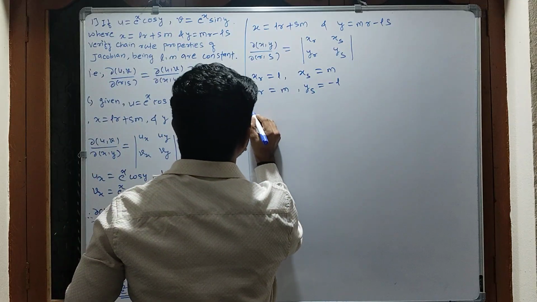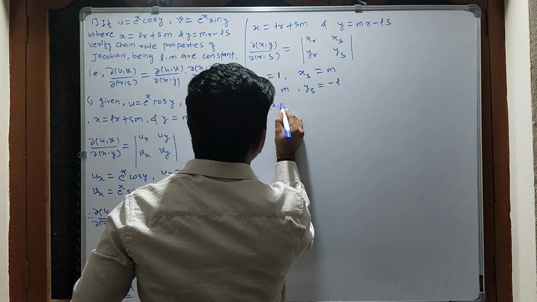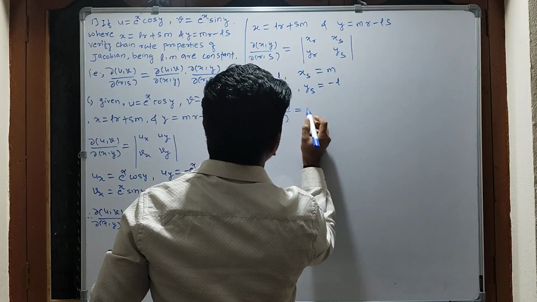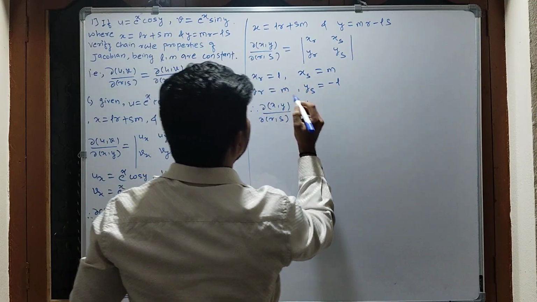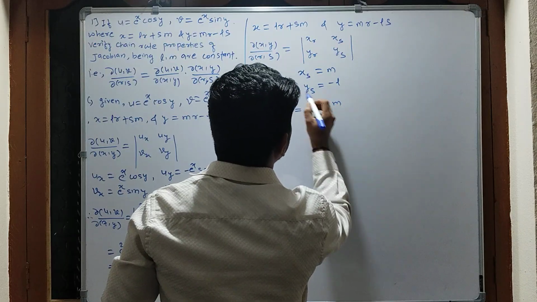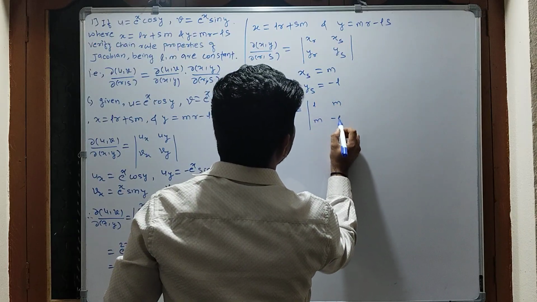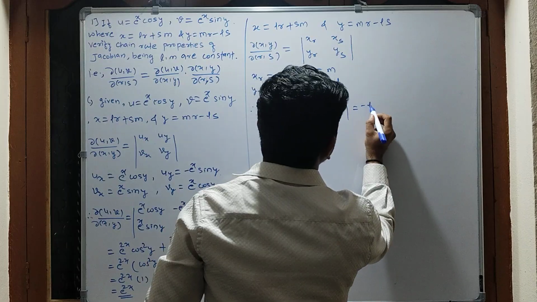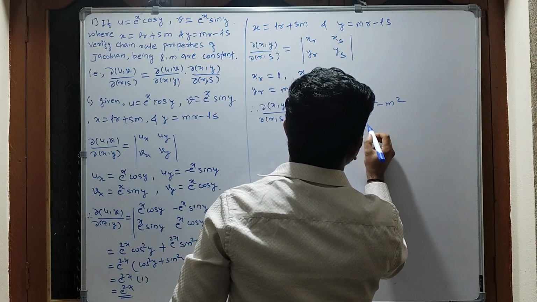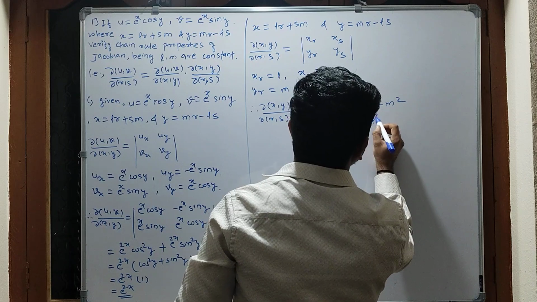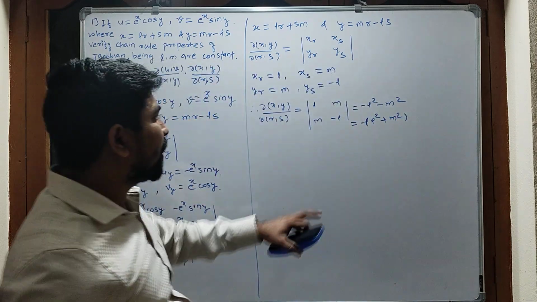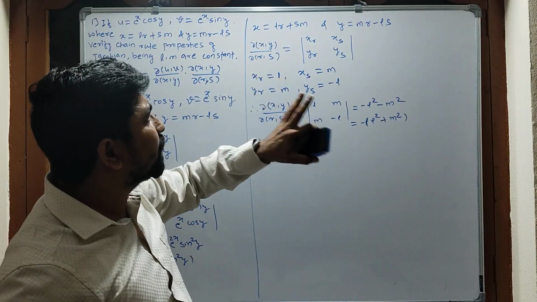So therefore, the Jacobian of x comma y with respect to r comma s is equal to, here x_r is this, this is my l and this is my m, so this is my m and this is my l, which is equal to minus l square minus m square, which is equal to minus, in bracket, here I will take minus common, l square plus m square. So this is my Jacobian of x comma y with respect to r comma s.